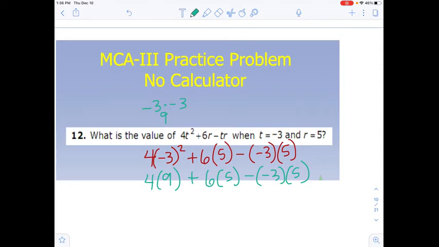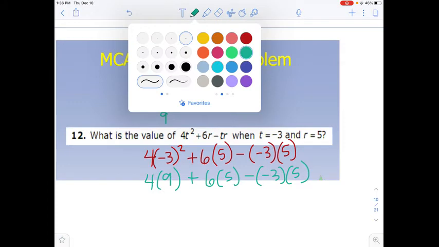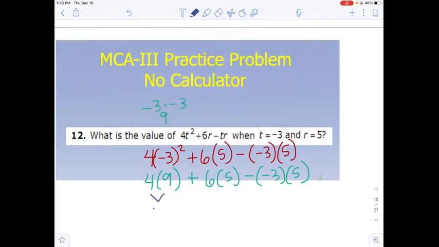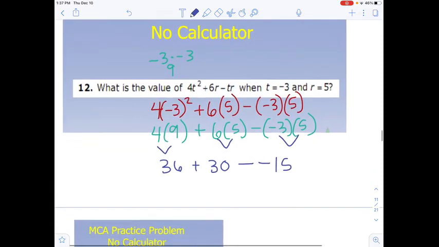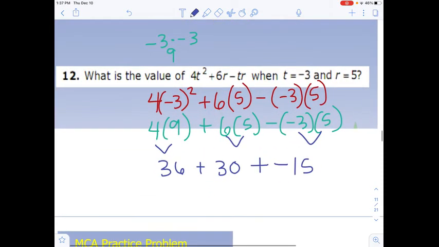Okay? Now, we're going to move on to multiplication. So there's many different things we can multiply here. 4 times 9, let's see, we have 36 plus 6 times 5 is 30. Minus -3 times 5 would be -15. And we know that when there's 2 negatives, we want to add up, so that becomes plus. When I add these together, 36 plus 30 plus 15 should get an answer of 81.